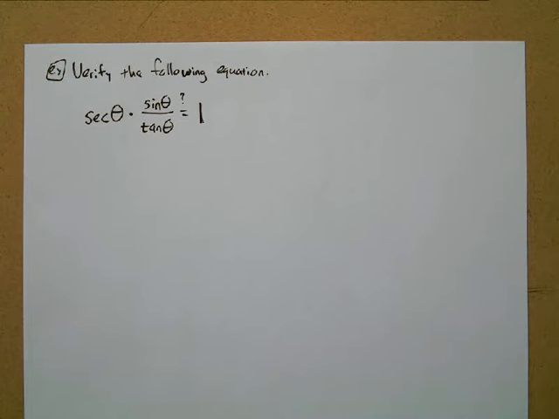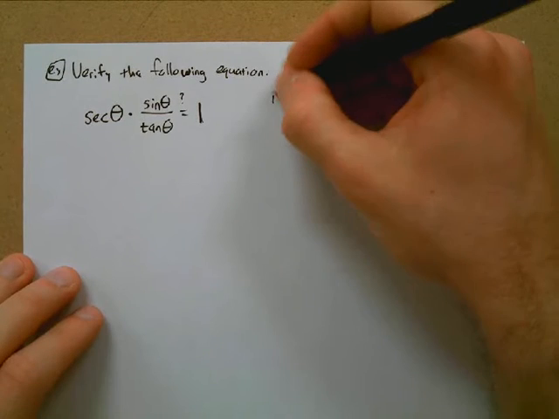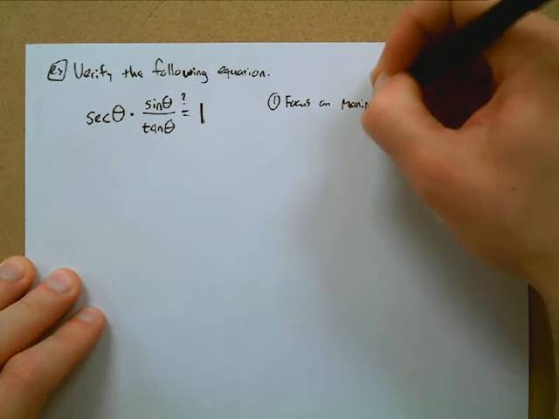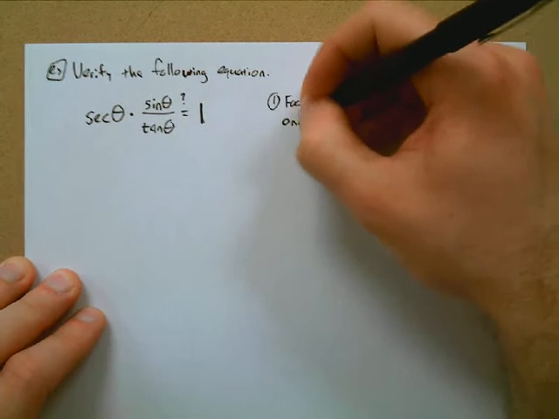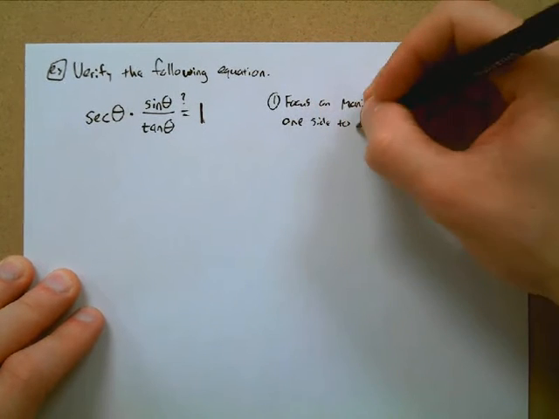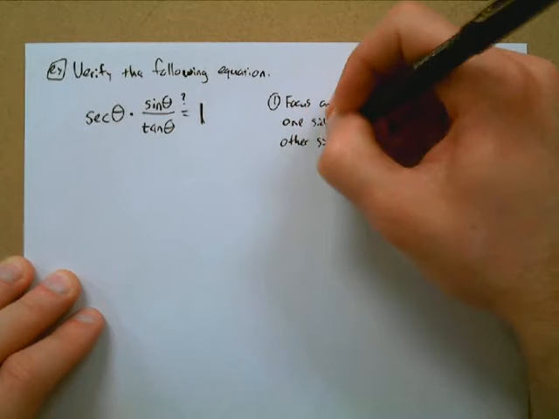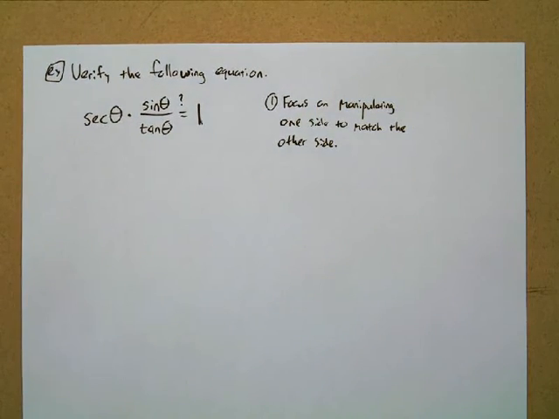The idea is to, okay, focus on manipulating one side to match the other side. Okay? You can choose any side that you want. However, in this particular problem, it's going to be much more difficult to try and manipulate one to match secant of theta times sine theta over tangent theta. It'll be much easier to take that secant times sine over tangent and simplify that to try and get 1.